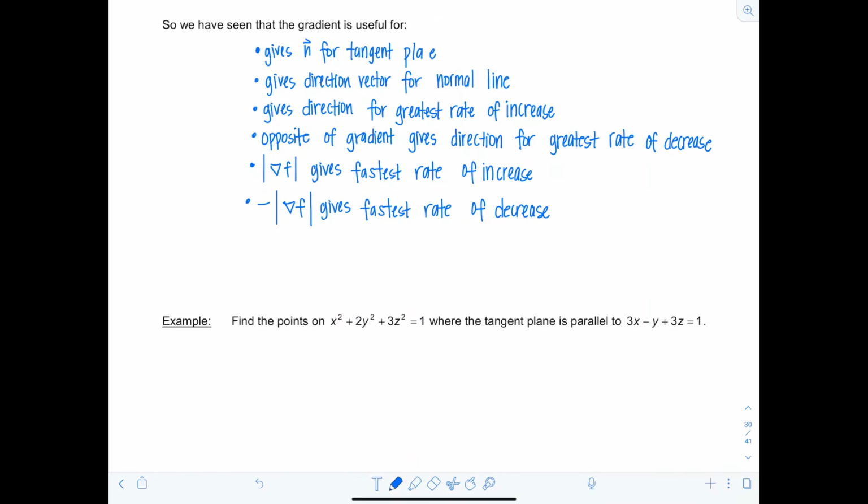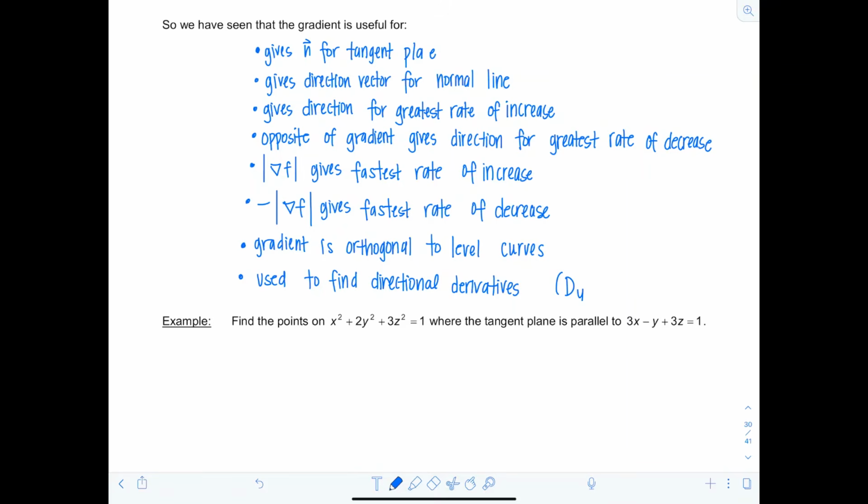Also, there's more. The gradient is orthogonal to level curves. Remember, we showed that the gradient dotted with r prime of t was equal to 0. And the gradient is used to find directional derivatives. The summary is basically in reverse. This was the first thing we considered. Remember directional derivatives from the very beginning of the video?